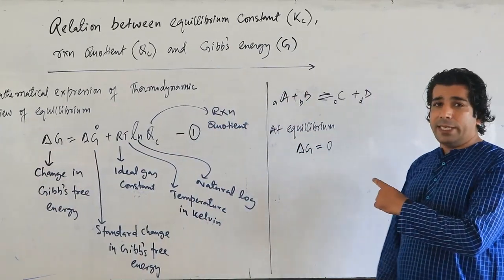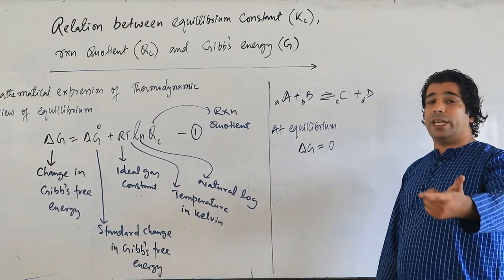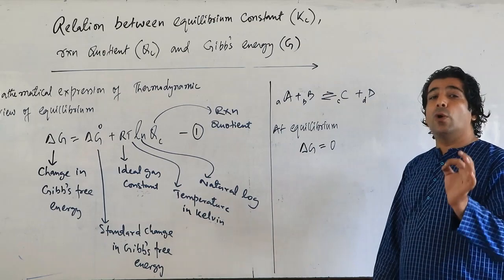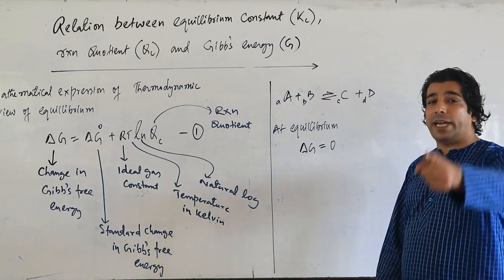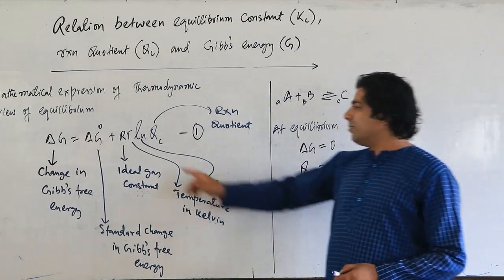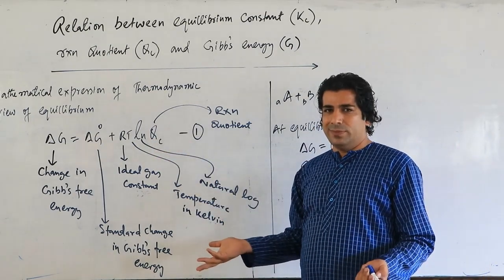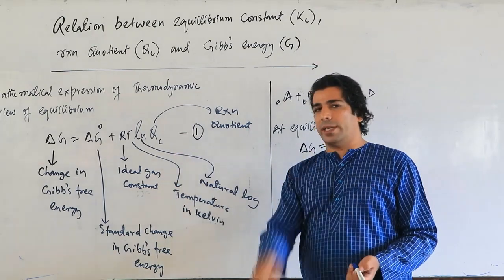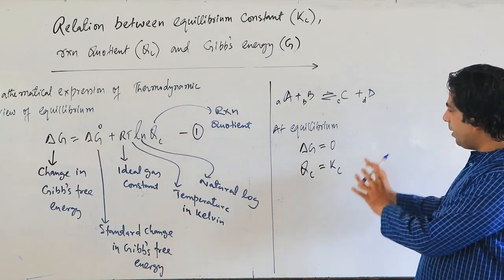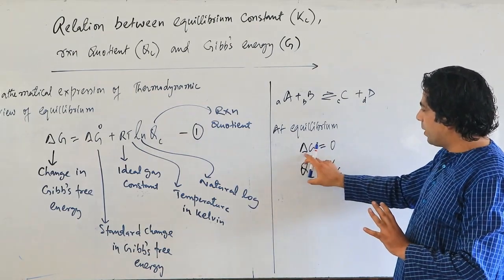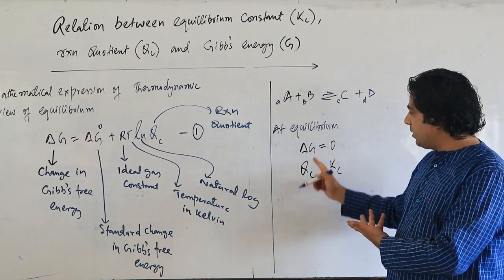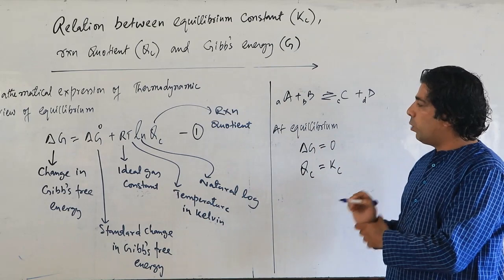And simultaneously, while predicting the direction of reaction, I also told you that QC is equal to Kc. The reaction coefficient is equal to the equilibrium constant at equilibrium. In place of QC, you can also write Q, but C stands for molar concentration, which is what I am writing here. So these two terms are equal. At equilibrium, delta G is 0 and QC is equal to Kc. Let us put these values of delta G and QC in equation number 1.